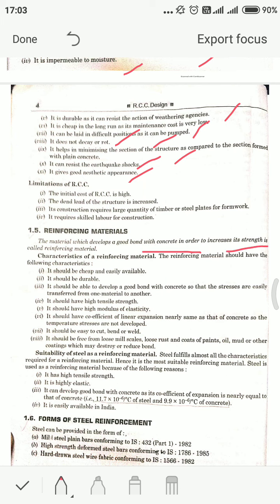Characteristics of the reinforcing material. The reinforcing material should have the following characteristics. It should be cheap and easily available. It should be durable and develop good bond with concrete. It should have high tensile strength. It should have high modulus of elasticity. It should have coefficient of linear expansion nearly the same as that of concrete. It should be easy to cut, bend or weld. It should be free from loose mill scale, loose rust, coat of paint, oil, mud, etc.